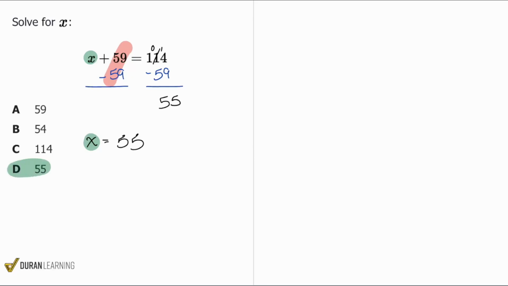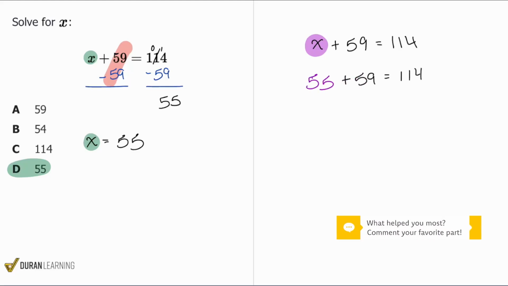We're done. If we wanted to check our work, all we need to do is take the original equation, x plus 59 equals 114, and we would go ahead and plug in that 55 for x. So that would be 55 plus 59. And yeah, indeed, that does equal 114, and we're all good. But there it is. Correct answer here is answer choice D, just working backwards, subtracting 59 from both sides.